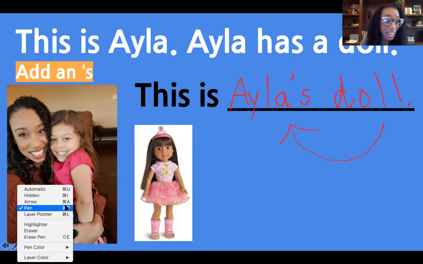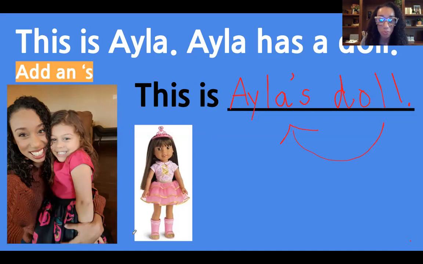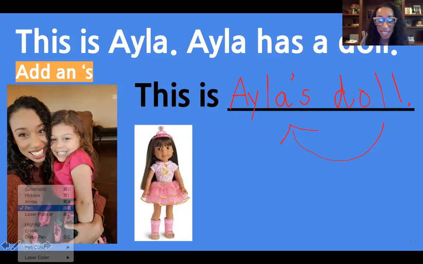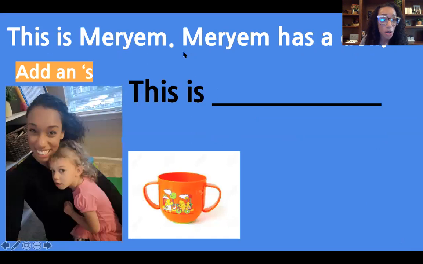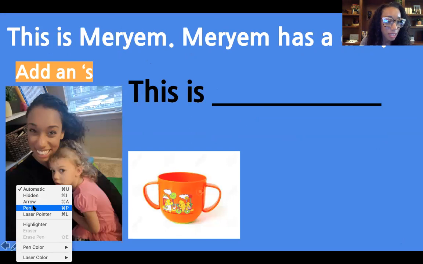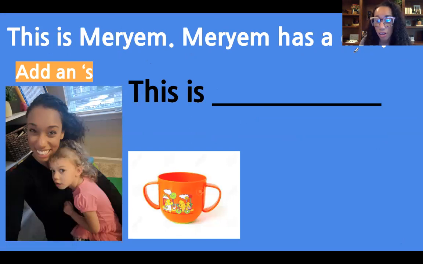Okay, now I'm going to have you write. Let me go to the next slide. Get your whiteboards ready. This is my other daughter, Miriam. And Miriam has a, oops, that's a typo. That should say cup. Miriam has a cup. Let's cross out doll. That should say cup. So how would I write to show that this cup belongs to Miriam?